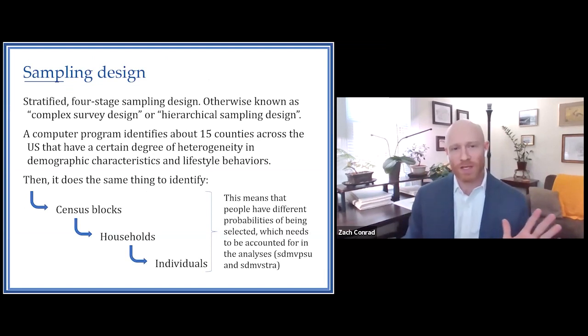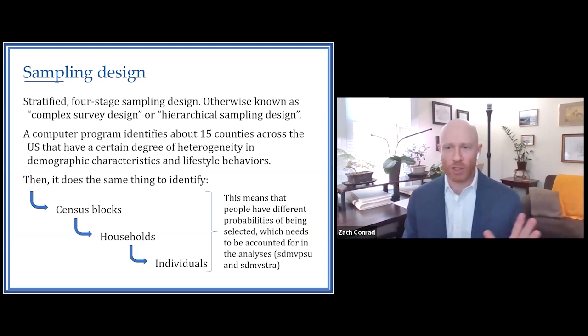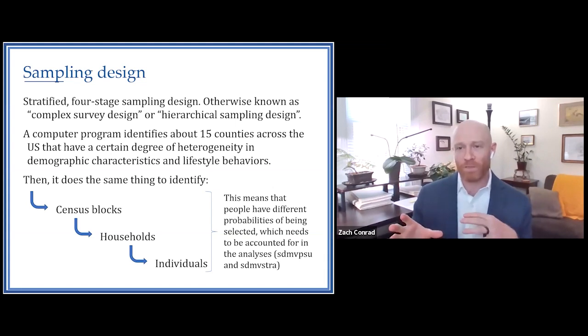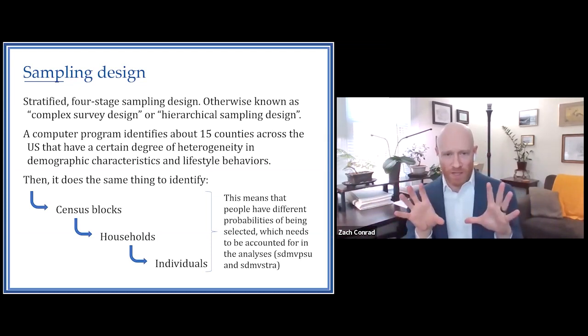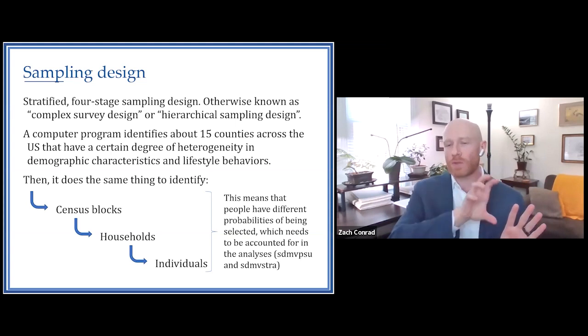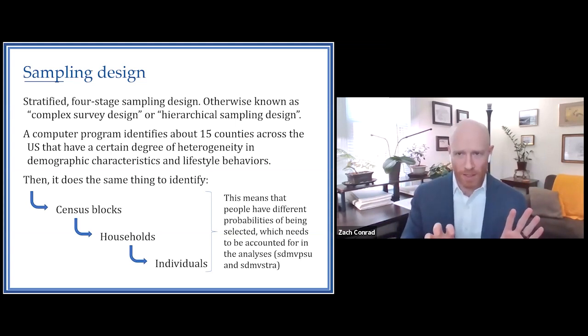So NHANES uses this 4-stage stratified sampling design. And you will have heard about this type of sampling design before, often known as complex survey design or hierarchical sampling design. And the way that this works is that a computer program identifies about 15 counties across the US that have a certain degree of heterogeneity in their demographic characteristics and lifestyle behaviors that we're collecting from other data sources, including the Behavioral Risk Factor Surveillance Survey. And then within those 15 counties, it identifies census blocks. And then within those census blocks, identifies households. And then within those households, identifies individuals to participate in NHANES. And those are the 4 stages when we talk about a 4-stage sampling design.